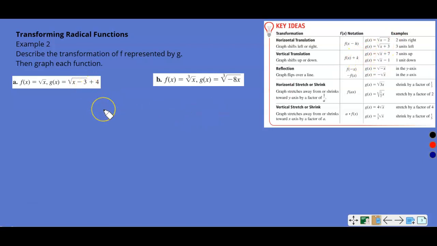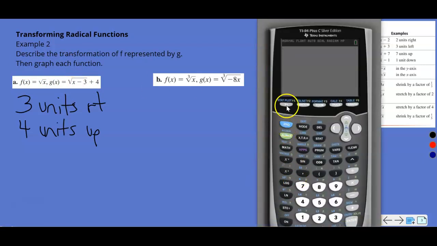So we can determine that g of x is going to translate 3 units to the right and 4 units up. And that would be the difference between g of x and f of x. Then it says to graph each function. So again, let's type these in our calculator and look at what that will look like.